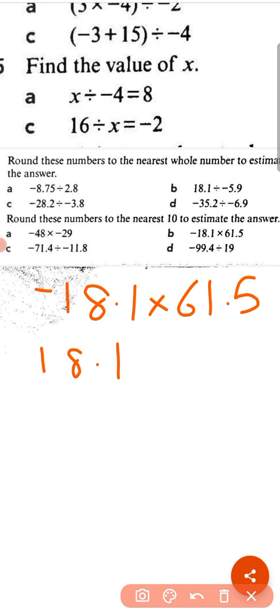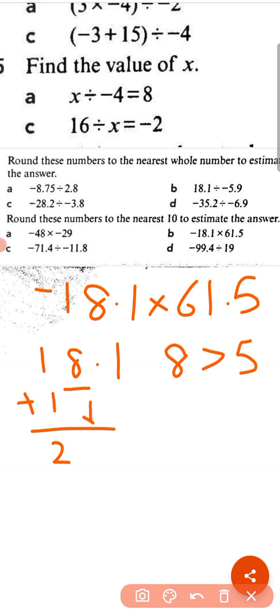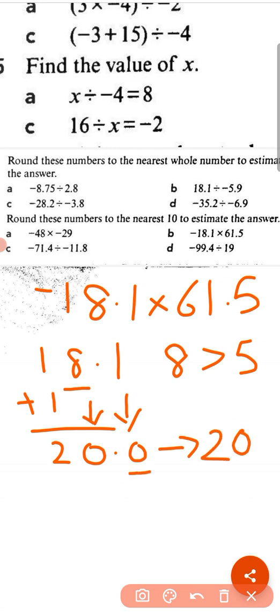Nearest 10 means check the ones place. Here the ones place is 8. 8 is greater than 5. So add 1 to the tens place. 1 plus 1, 2. Then replace this by zeros. Okay. So 18.1 becomes 20.0 which is equal to 20. This 0 is valueless. Okay.